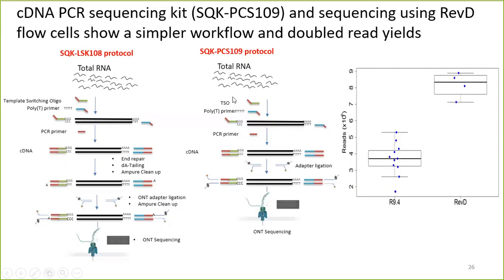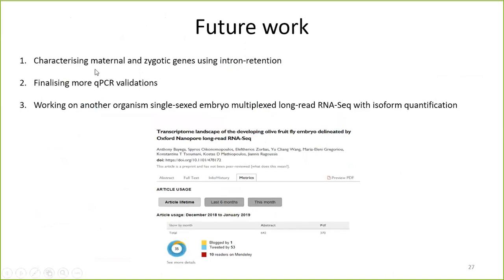Okay, so the future work that we want to do is characterizing the maternal and zygotic genes using intron retention, or the retained introns. We think this is quite powerful in trying to identify which genes come from the mother, and which genes come from the embryo itself. We want to finalize the qPCR validations. And we're working on another organism, Ceratitis capitata, and we want to perform single-sexed embryos, multiplex long-read, and with isoform quantification. So hopefully we can get this done sometime.